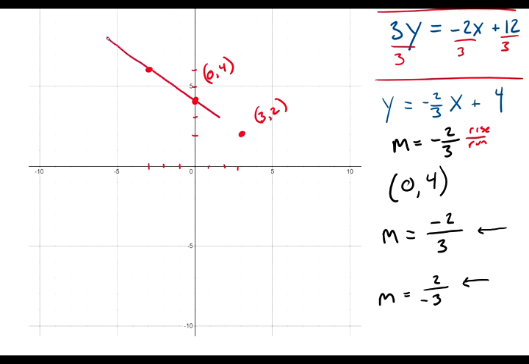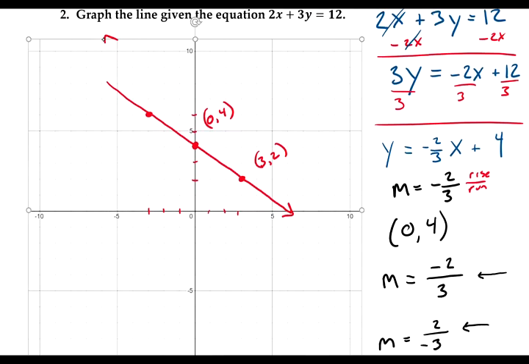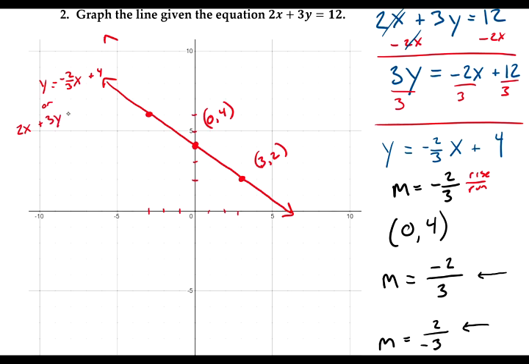And so here would be the graph of the solutions to the equation y equals negative 2/3 x plus 4, or 2x plus 3y equals 12. They're the same, they have the same graph.